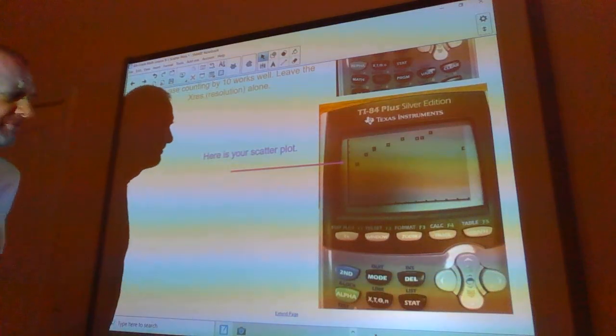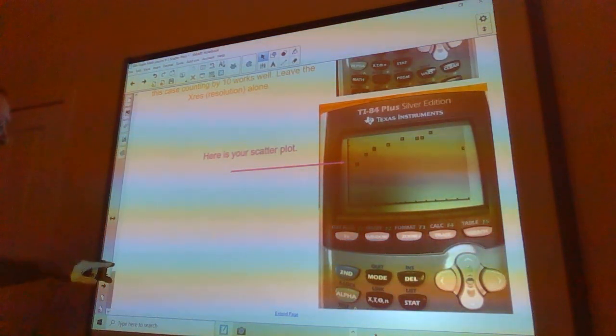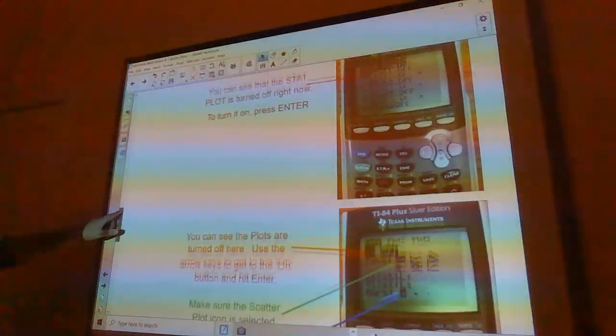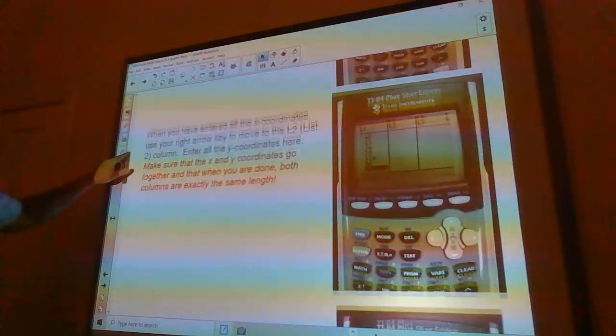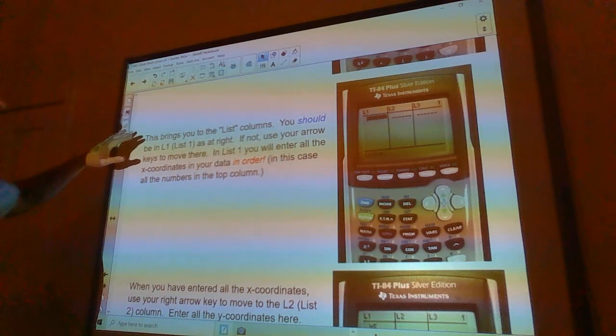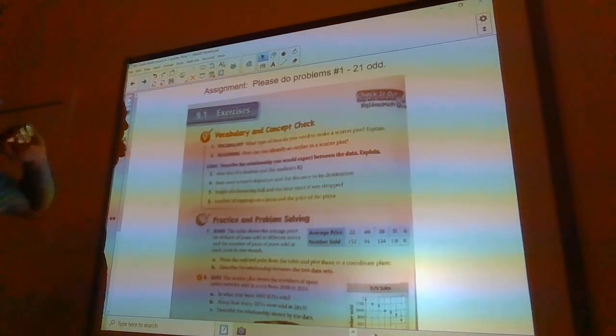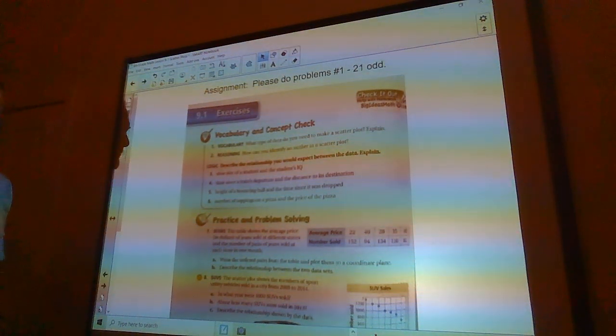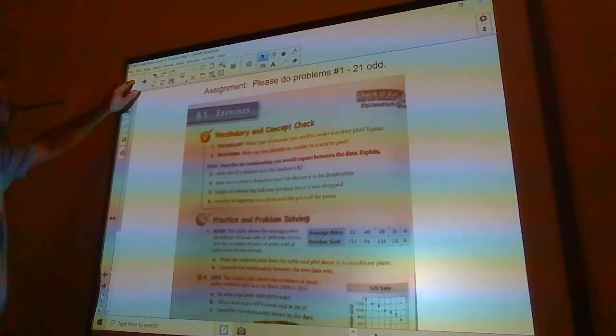There's actually a formula for calculating outliers. We're not going to do that quite yet. Okay, so that's how you create a scatter plot. Okay, and you can go back and look at the directions here and follow those again. Okay, so you're going to get to do problems 1 through 21, the odd ones here. And I think I covered everything.